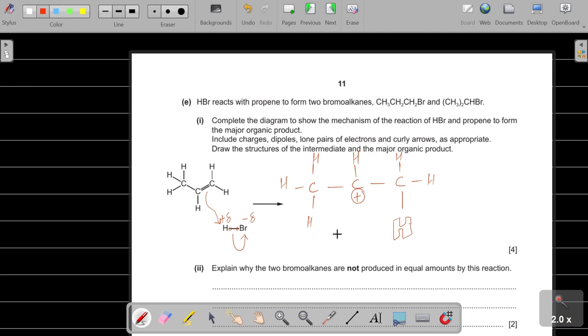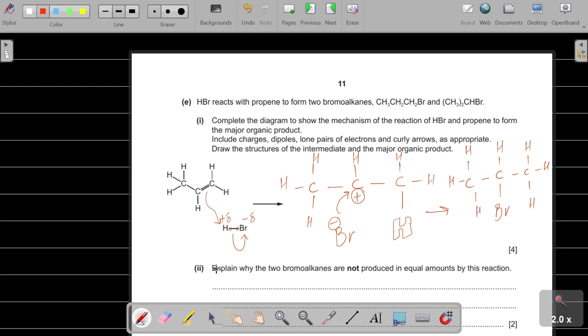Now this Br negative acts as a nucleophile, rich in electrons. It will attack over here and you will get the final product. You will get this CH3 with this C, with this hydrogen, with this Br and with this CH3. Okay, it is your major product, the prominent product, because your carbocation was secondary.